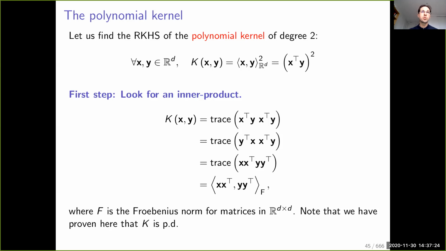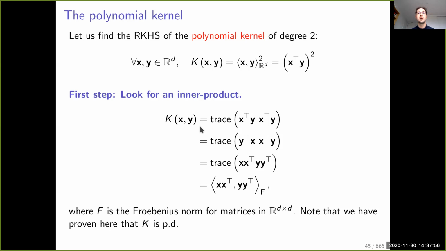Now it turns out, and we will see why, that this square inner product, x transpose y squared, is equal to the inner product in Frobenius norm between two rank 1 matrices, which are x x transpose and y y transpose. So why is that? It's simply because of a very basic property of the trace operator. So it may look a bit weird, but we will see that by following a few tricks, we'll get to this result.